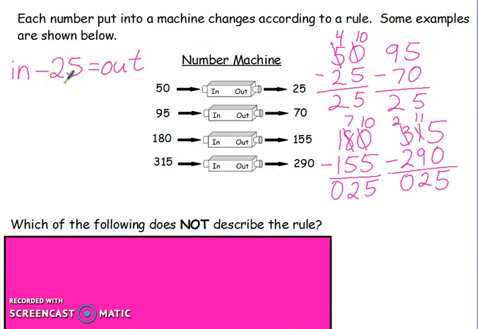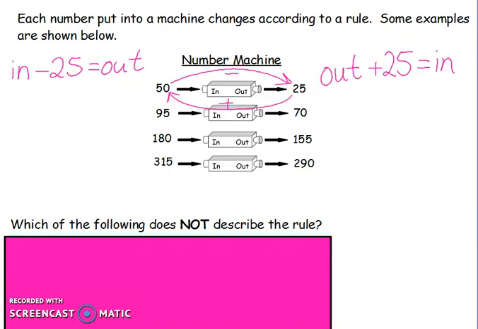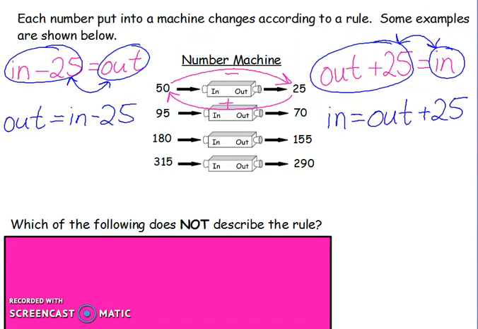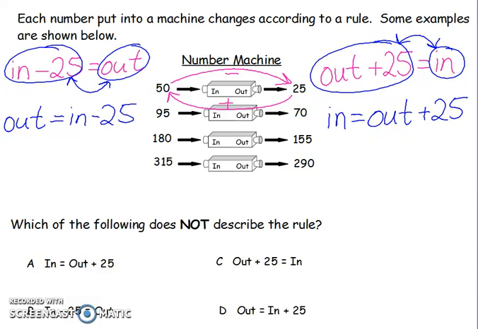Now let's write it in 3 more ways. My related fact is going to go the opposite direction, and it's going to add. My output plus 25 is equal to my input. Now we're going to flip our expressions on either side of the equal sign. I have flipped my expressions on either side of the equal sign and written it in 2 more ways. Now we're ready to compare what we have written to our answer choices.